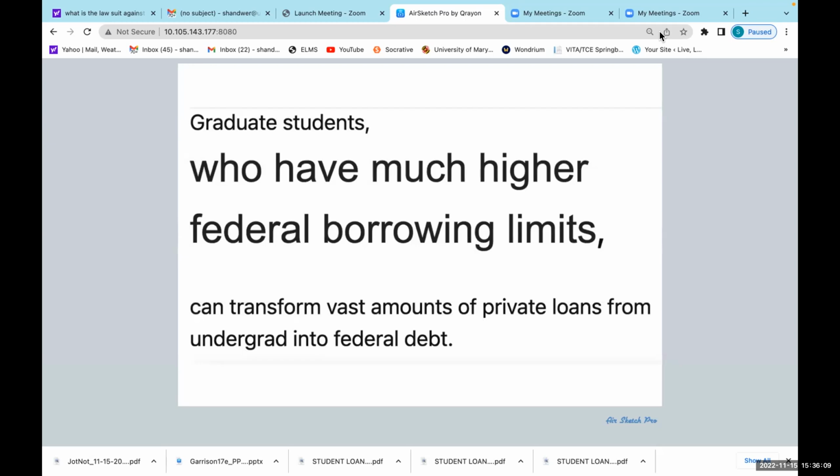For graduate students, you have a much higher federal borrowing limit. So go ahead, if you have a private loan, borrow, pay off the private loan. You'll be better off holding more federal loans.